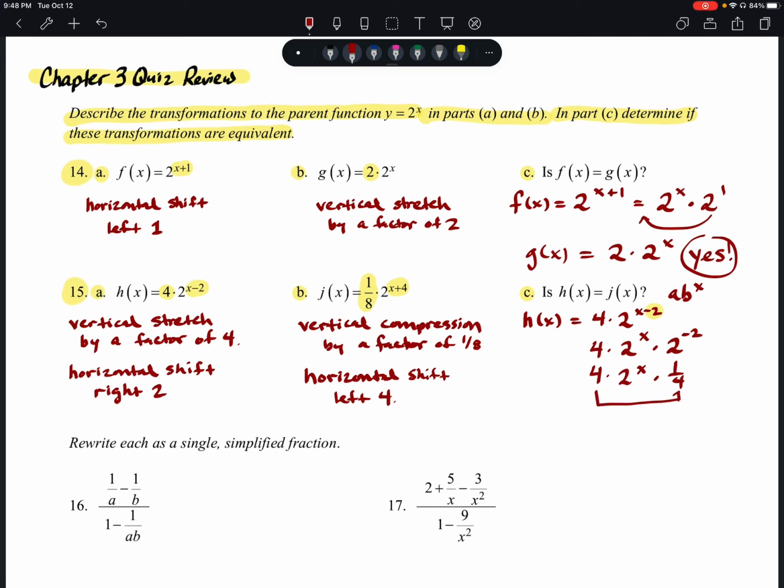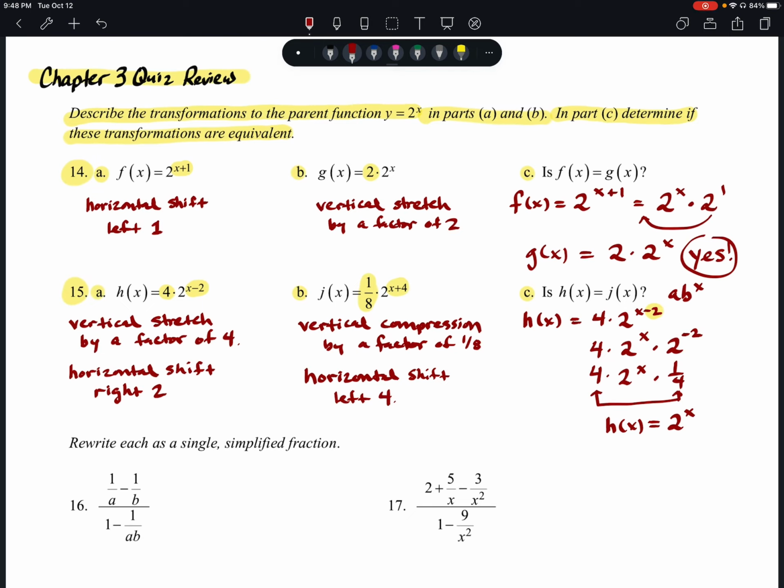And now we can actually multiply these together. Well, 4 times 1/4 is going to be just 1. So h of x, when we simplify it down, is really just equal to 1 times 2 to the power of x, or 2 to the power of x.